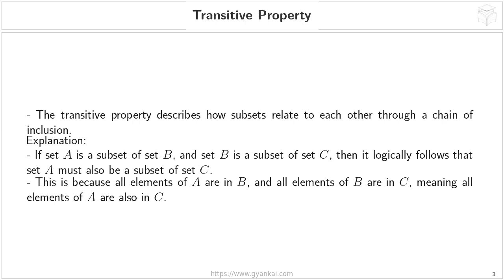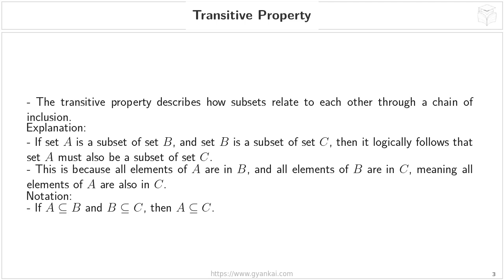Putting those together, it means all of A's elements must also be in C. That's the logic behind the transitive property. The slide then gives us the notation. It says, if A is a subset of B and B is a subset of C, then A is a subset of C. We would read that as, if A subset B and B subset C, then A subset C. The subset symbol looks like a contained within symbol.